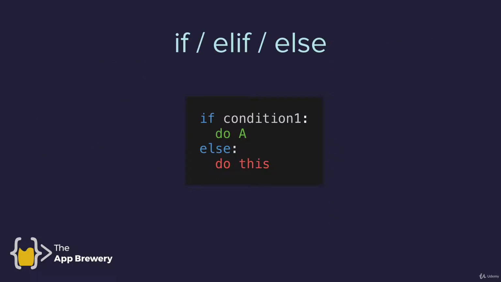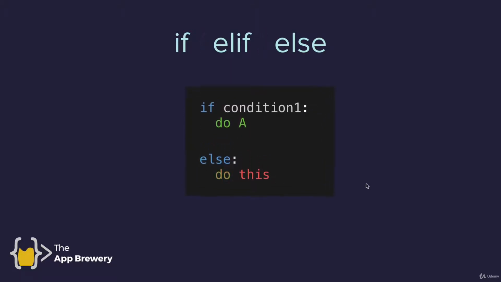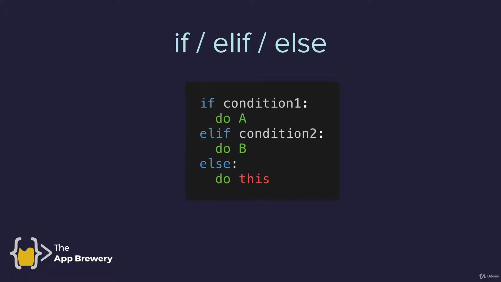Well, we could use something called the elif. Instead of having a simple if-else statement where there's only one condition, if it's true, do this, otherwise do that, you can add as many elif conditions as you want. So we can check for condition 1. If that's true, then do A. But if that's not true, then we can continue and check for condition 2. If condition 2 is true, well, then we can do B. And finally, if none of those conditions were true, we can do this final thing.